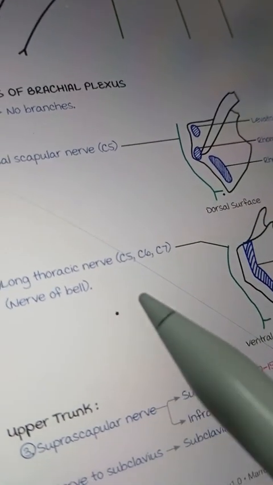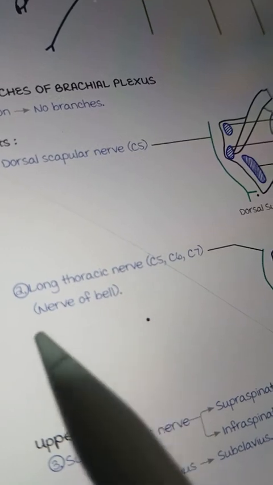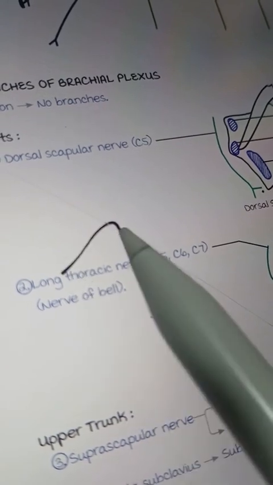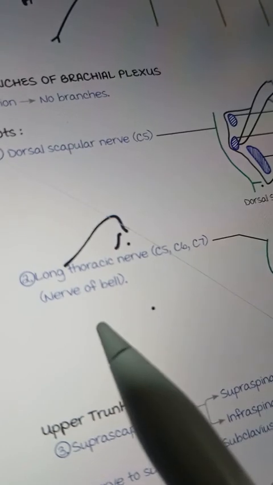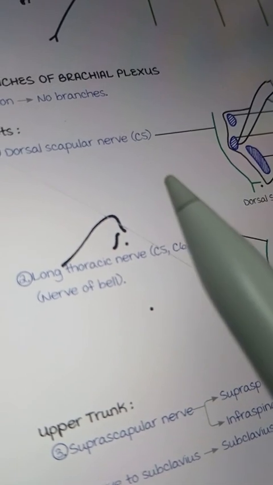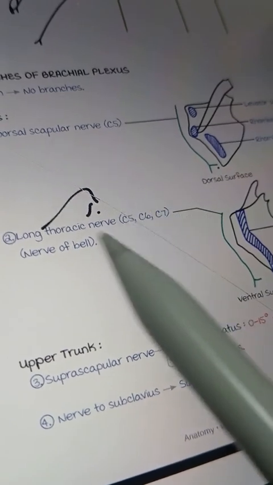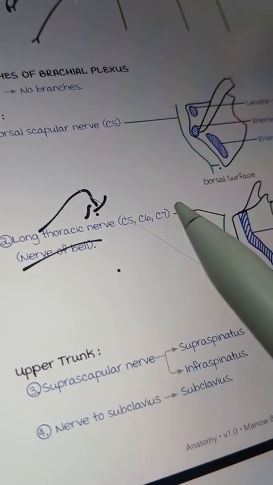Then there is the long thoracic nerve, a branch of C5, C6 and C7. This nerve is important because it supplies the serratus anterior muscle. It forms the content of the serratus muscle, it forms the content of the axillary sheath, and it's a very important nerve formed by the roots of C5, C6 and C7.